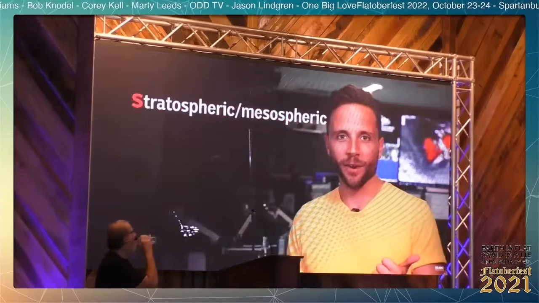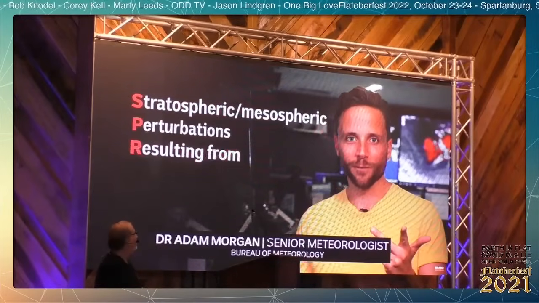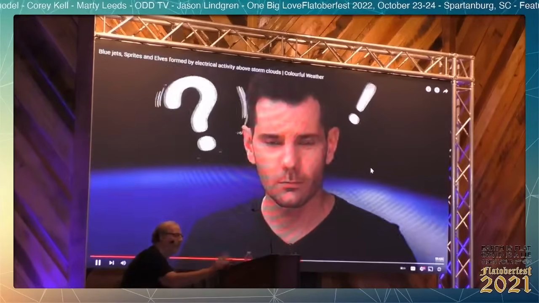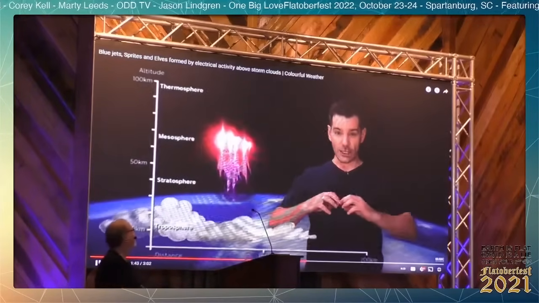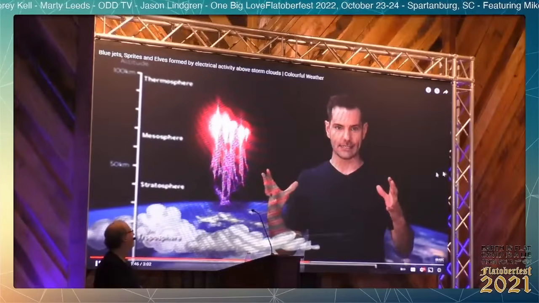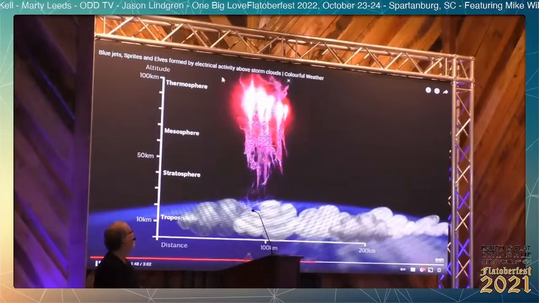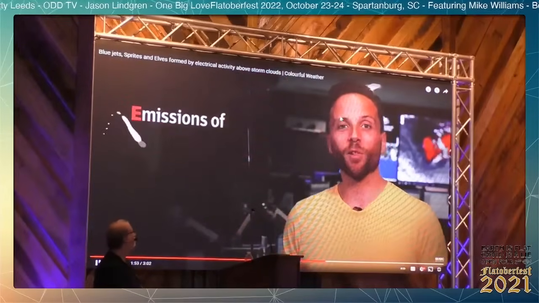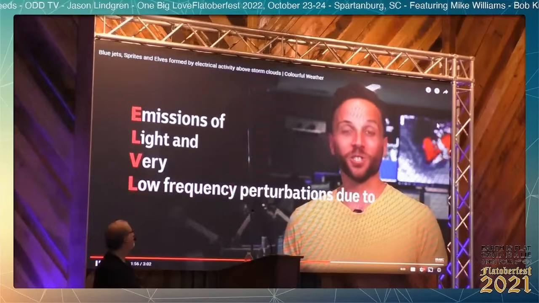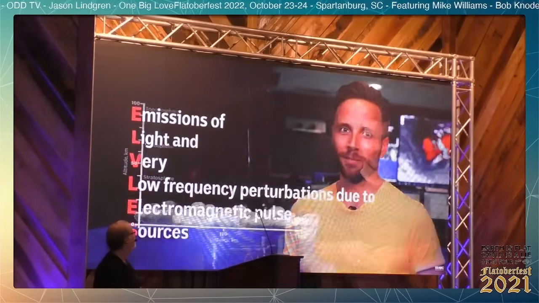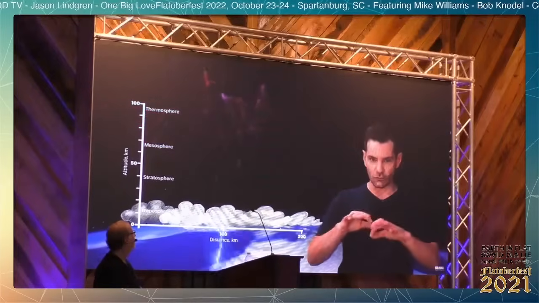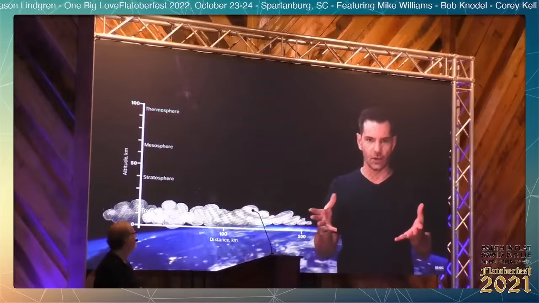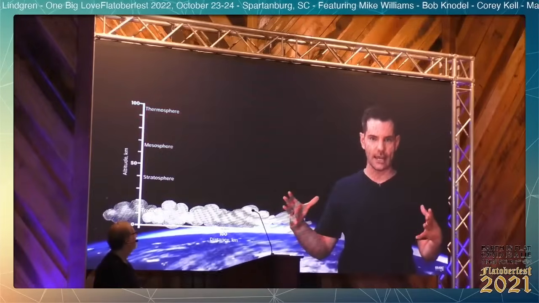SPRITE stands for stratospheric mesospheric perturbations resulting from intense thunderstorm electrification. Sprites start as a huge ball of red light with tendrils that stream down and turn purple, then blue. ELVES stands for emissions of light and very low frequency perturbations due to electromagnetic pulse sources. ELVEs start out as a flash of light that ripples out into a flat disk of glowing red-purple light, kind of like a halo or a huge donut in the sky.